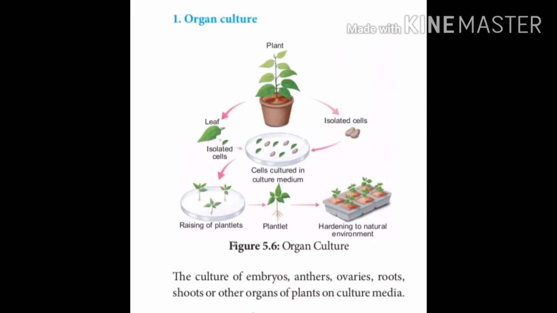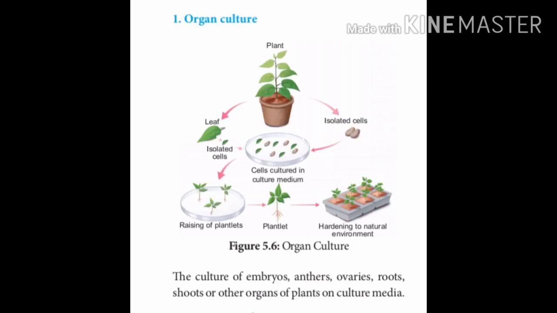Let's start with organ culture. This organ culture is very specific for the culture of embryos, anthers, ovaries, roots, shoots or other organs of the plant. Only a particular organ we are going to culture. Okay, let's look into the picture and understand what happens in organ culture.